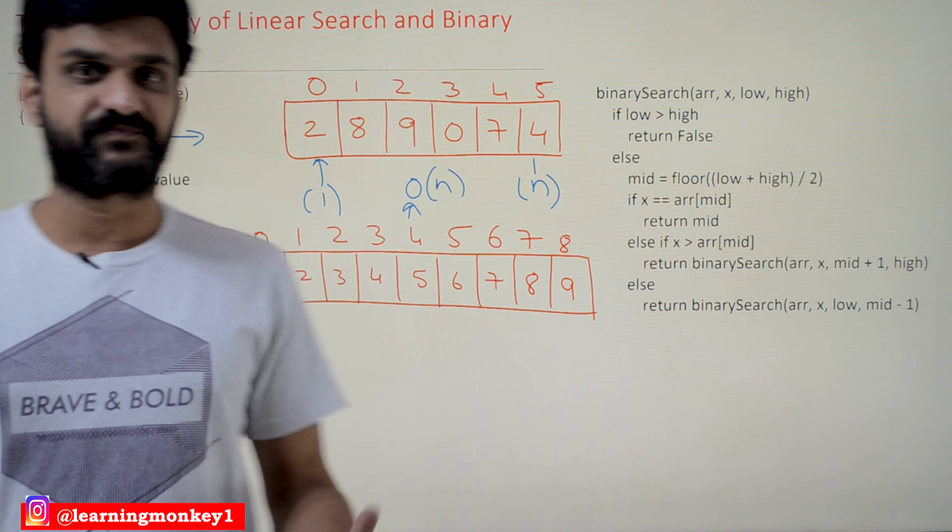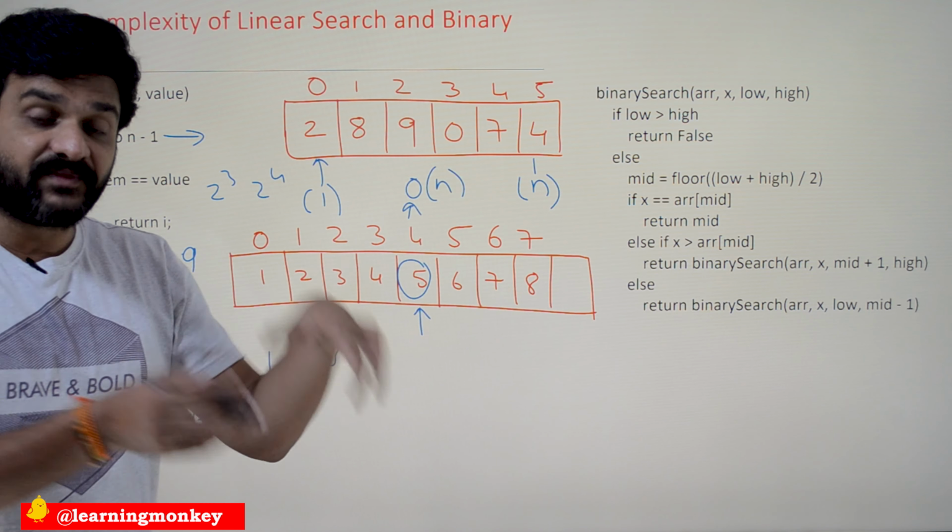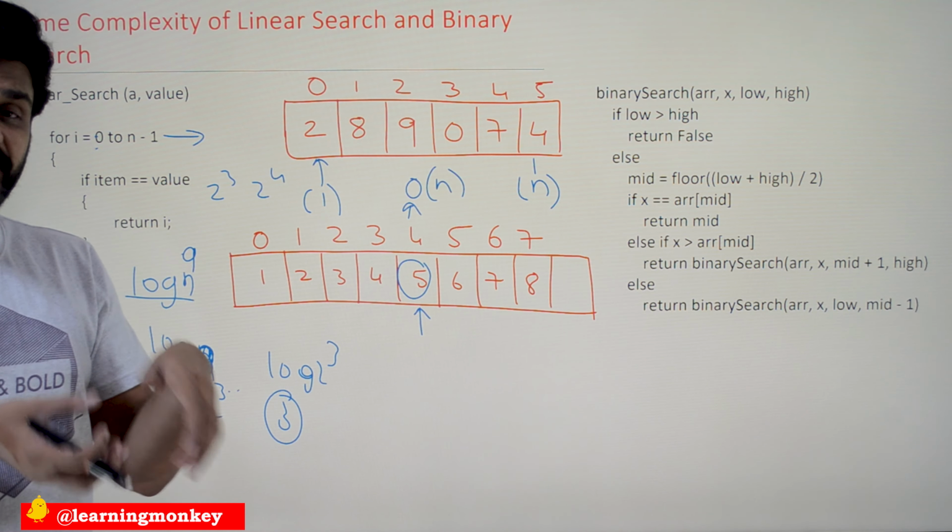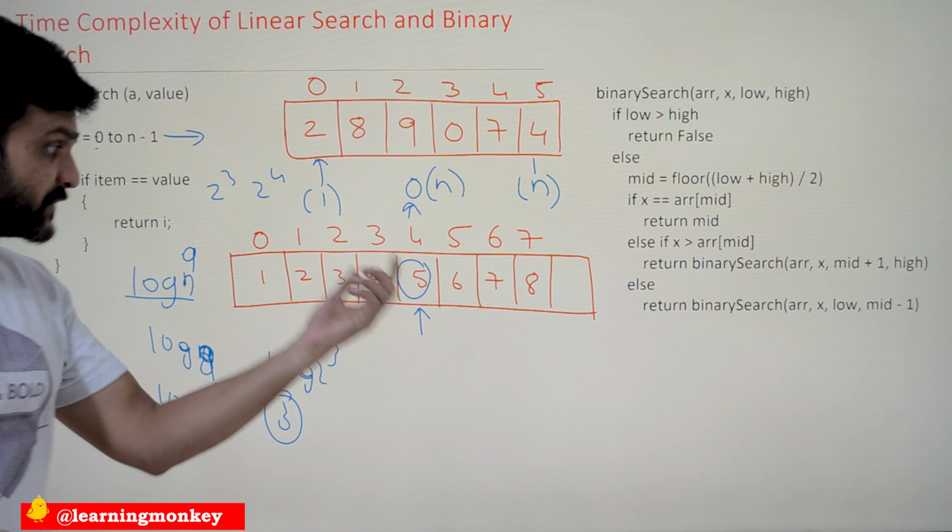If it exists, then it is okay, we have identified the element. If it does not exist, then we take only the left part, because the element to be searched is less than the mid element. Again we find the mid element, and here one comparison is done. Here another comparison is done: 2 is compared with 3. Is it true? No, it is not true.